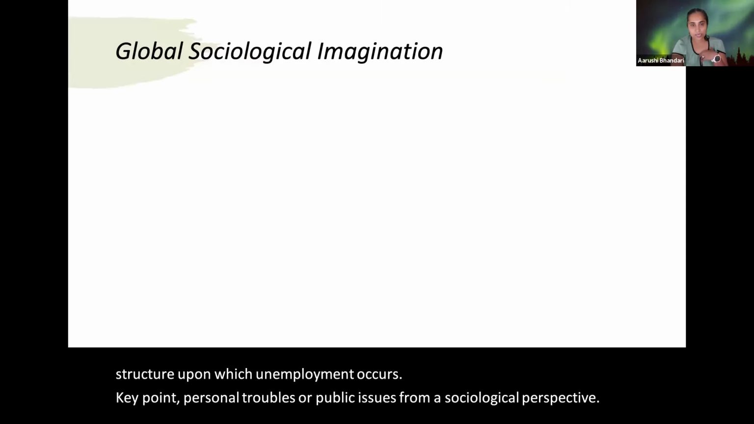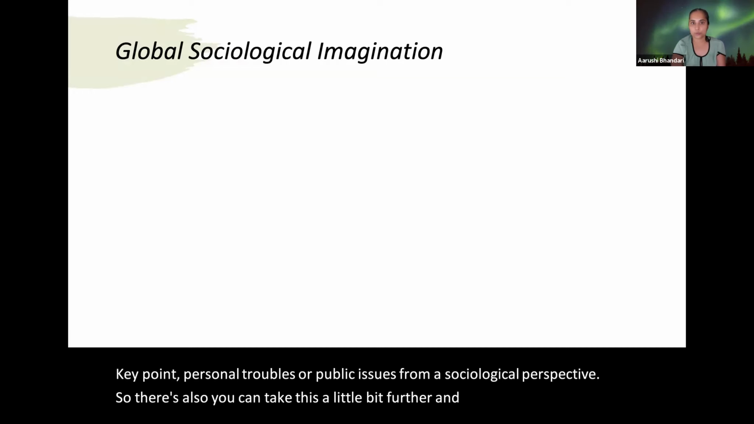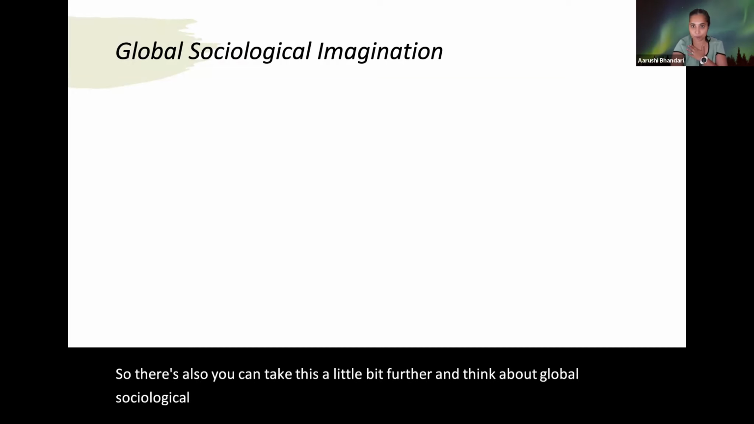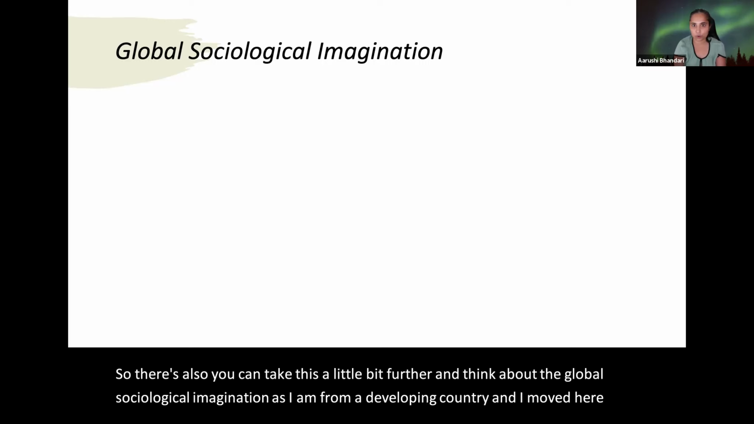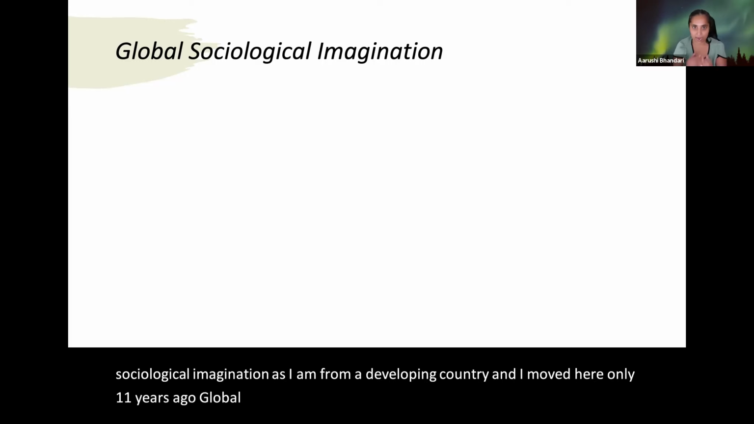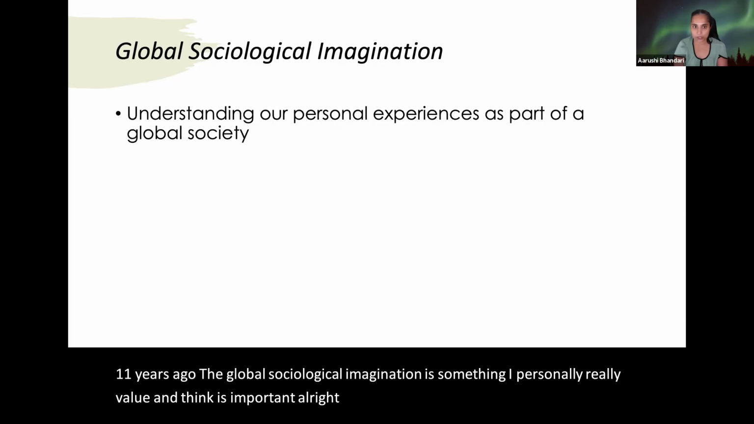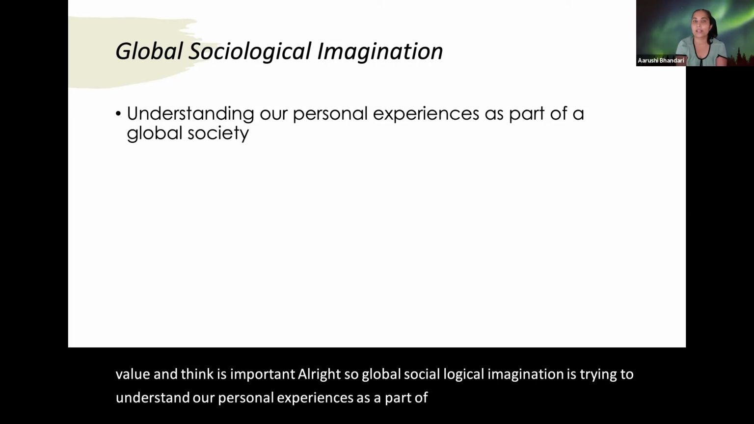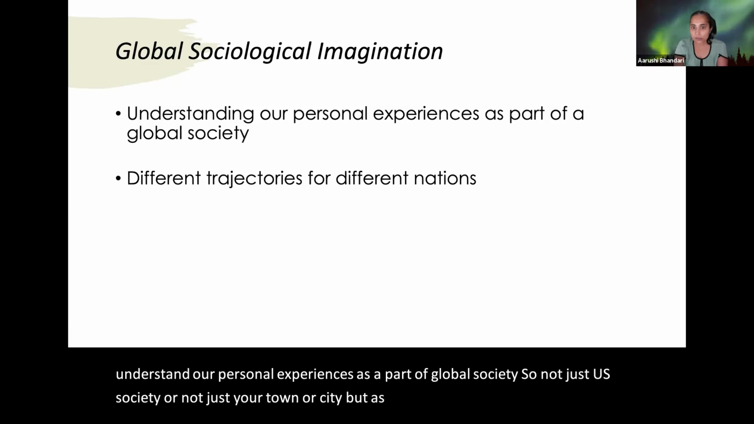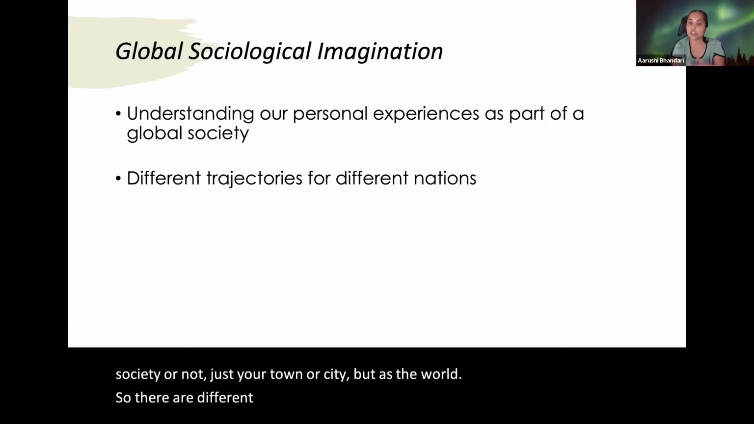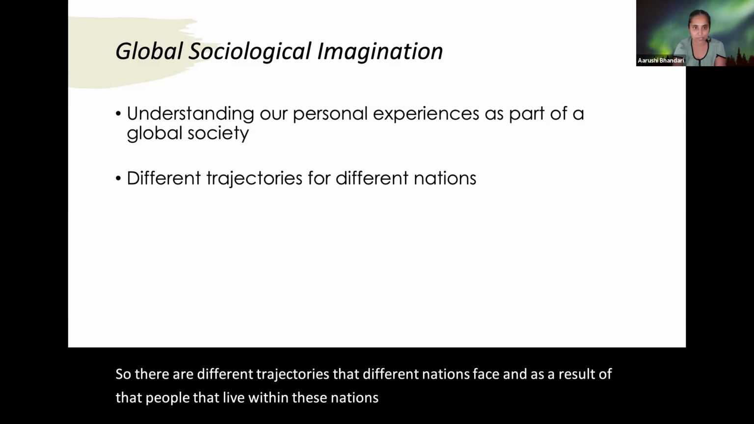You can take this a little bit further and think about the global sociological imagination. As I am from a developing country and I moved here only about 11 years ago, the global sociological imagination is something I personally really value and think is important. Global sociological imagination is trying to understand our personal experiences as a part of a global society. So not just US society or your town or city, but the world. There are different trajectories that different nations face, and as a result, people that live within these nations have completely different experiences.